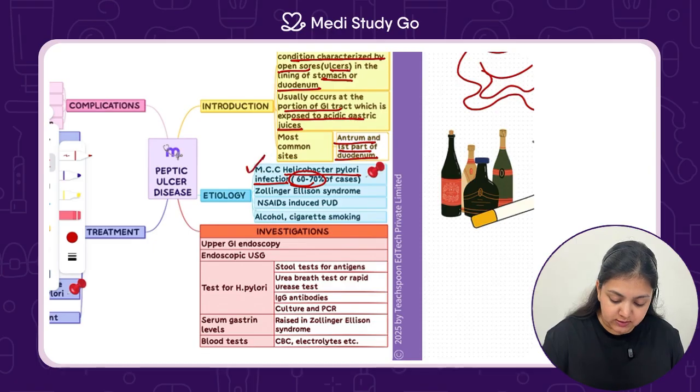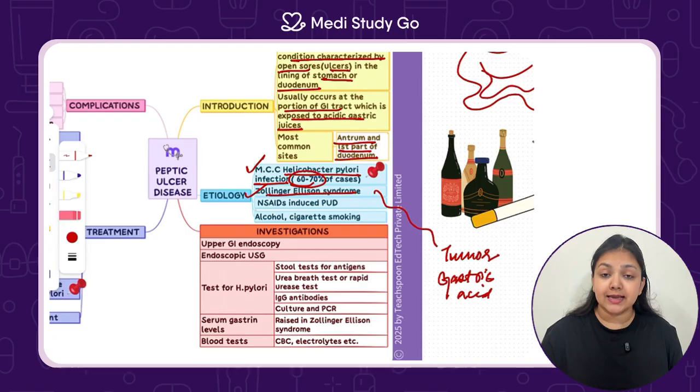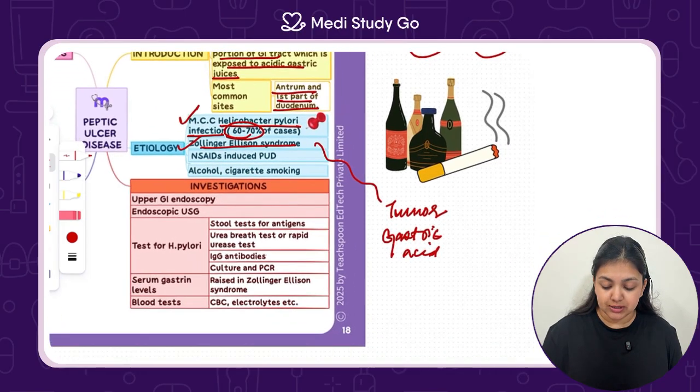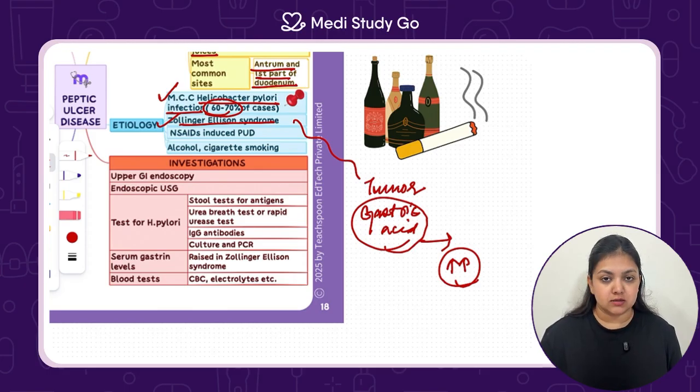Coming to the next cause, Zollinger-Ellison syndrome. In this syndrome, a tumor is present in the gastrointestinal tract which produces gastric acid. So if a secondary thing is producing acid besides the normal production also, obviously the gastric acid in the system will increase. And any acid increasing in the body will have its repercussions, which is in the form of ulcers. So this leads to peptic ulcer disease.